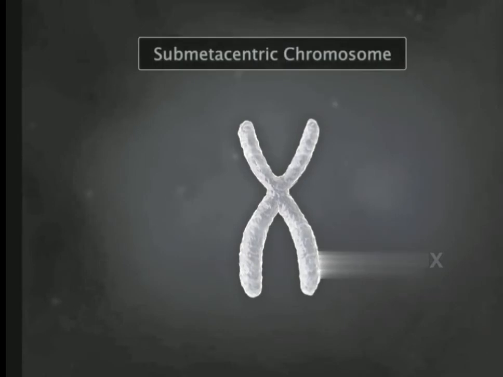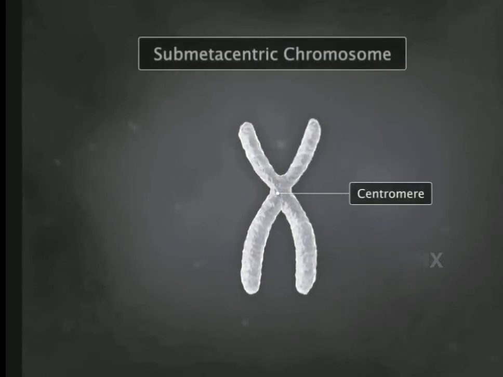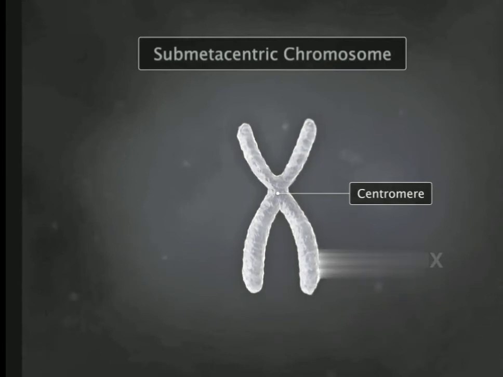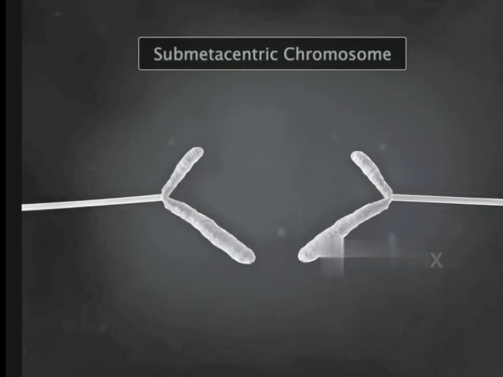In a submetacentric chromosome, the centromere is a little away from the middle region of the chromosome. Therefore, one arm of the chromosome is slightly longer than the other arm. It appears L-shaped during anaphase.